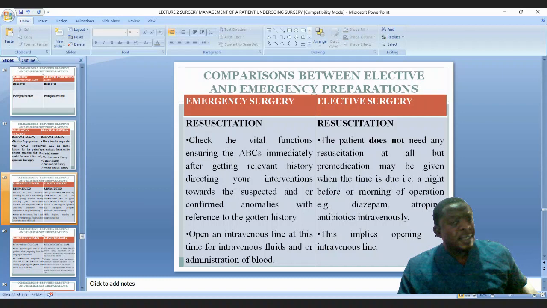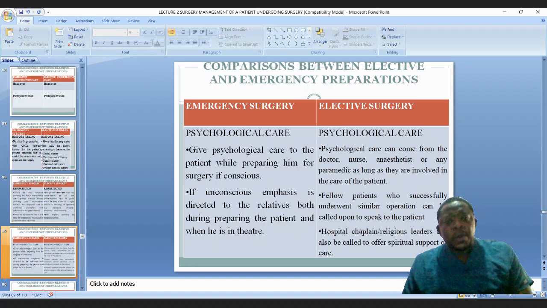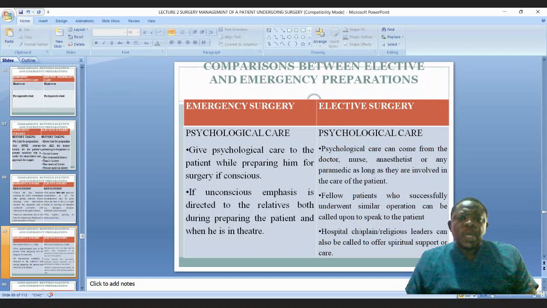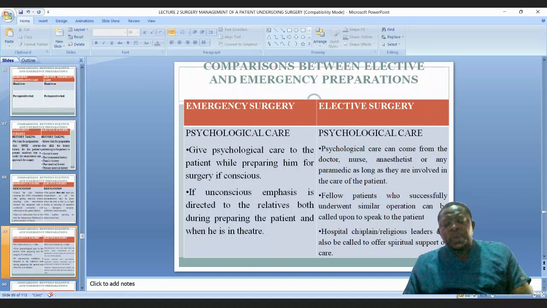Then psychological care. In an emergency situation, give psychological care to the patient while preparing him for surgery, if conscious. If unconscious, emphasis is directed to the relatives, both during preparing the patient and when the patient is in theater. In elective surgery, psychological care can come from the doctor, nurse, anesthetist, or any member of the surgical team. Fellow patients who successfully underwent a similar operation can be brought to speak to the patient about the procedure to help allay anxiety. A hospital chaplain or pastor or any religious leader of the patient's choice can be brought to offer spiritual support to the patient.